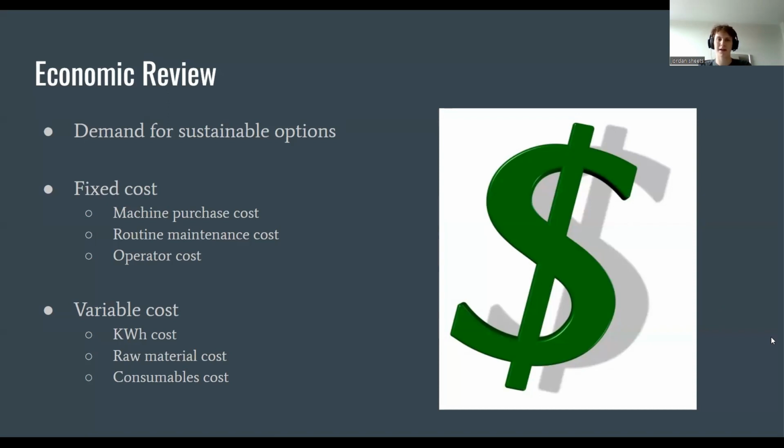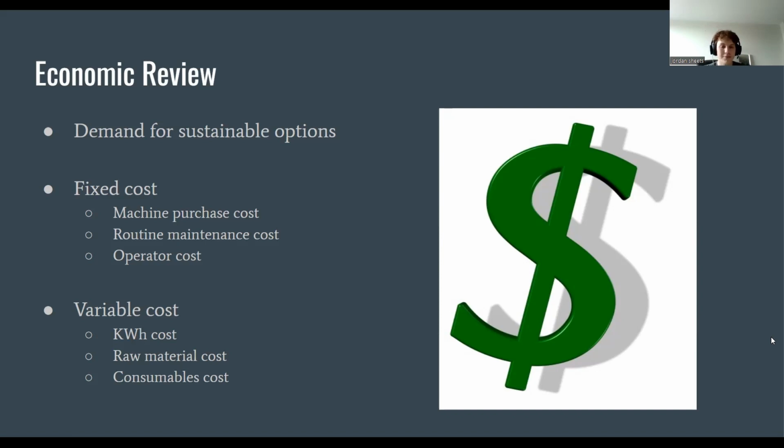The economic review for activated carbon is looking promising for the future, just because of the way our world is actively looking for more sustainable options. The instant costs that you automatically can see associated with this process are fixed costs and variable costs. For fixed costs, we have the upfront machine purchase costs, routine maintenance to keep these systems running, and your operator costs for somebody to always be running this. Your variable cost is your power cost, just kilowatt hours. That can change depending on the rate and how much use.